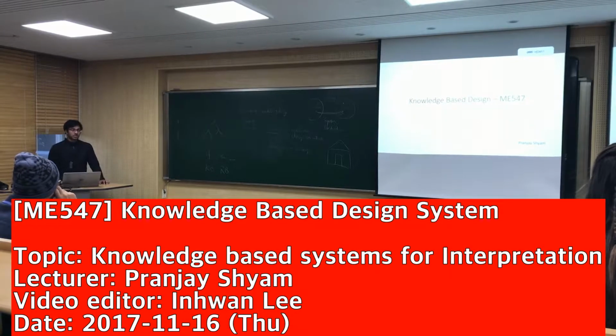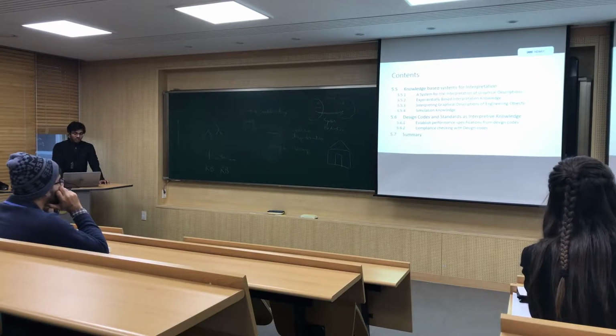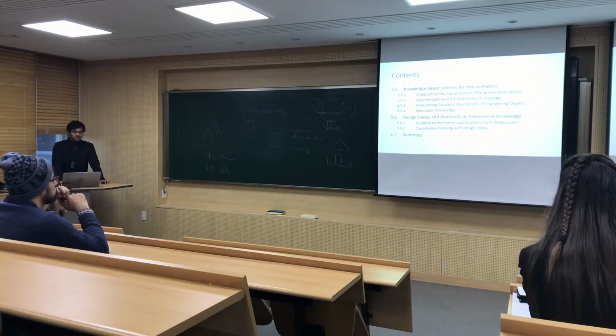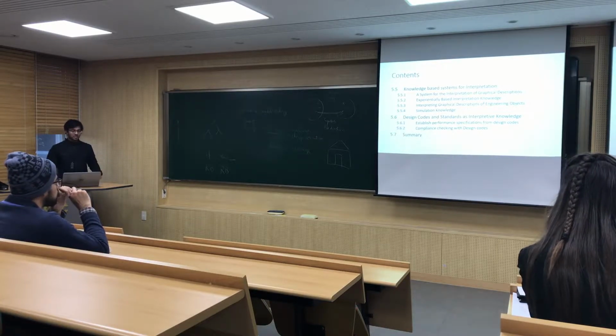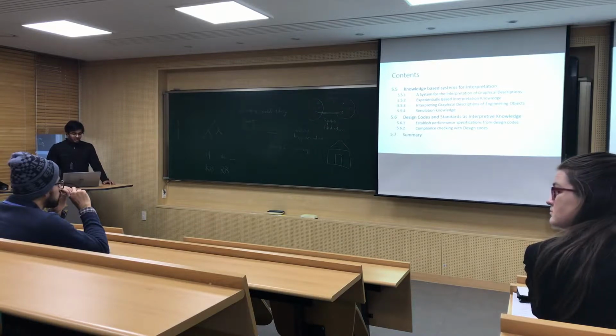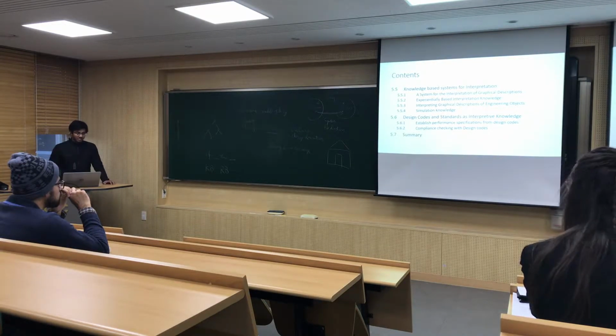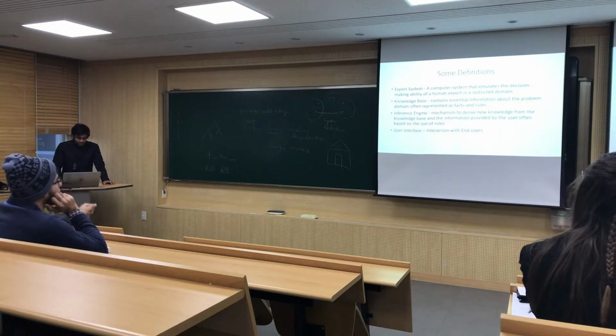Hello everyone. So I will be continuing the lecture from here. I will be talking about sections 5.5, 6 and 7 of the book. It basically covers knowledge-based systems for interpretation, design codes and standards as interpretive knowledge, and then a summary of the contents covered so far.